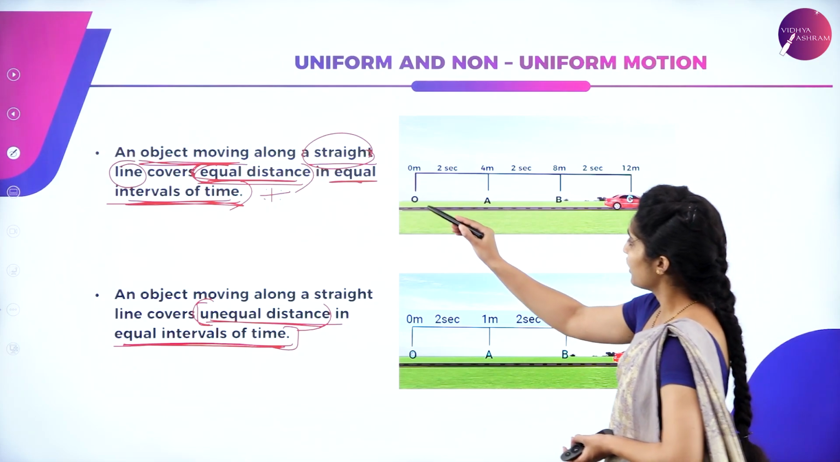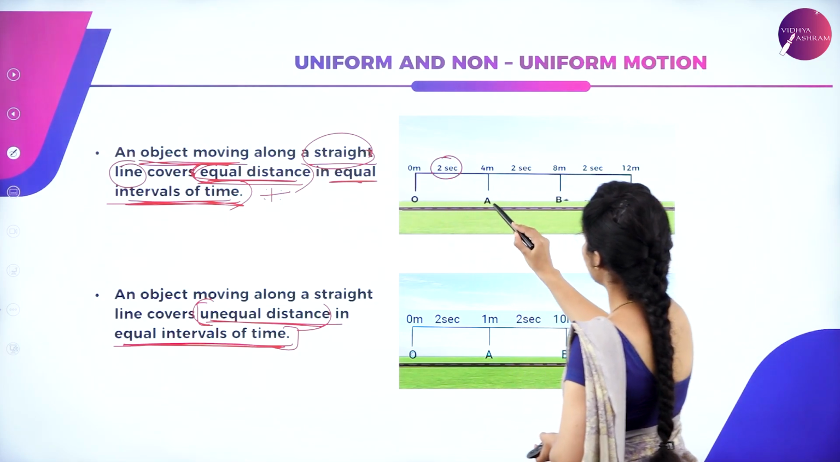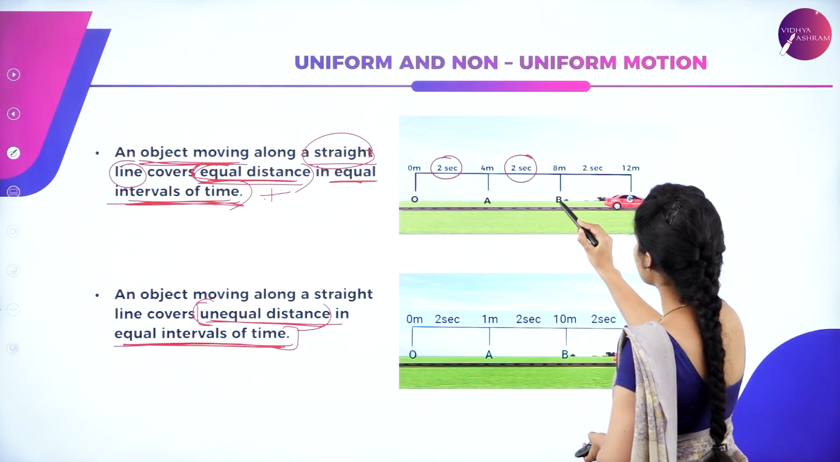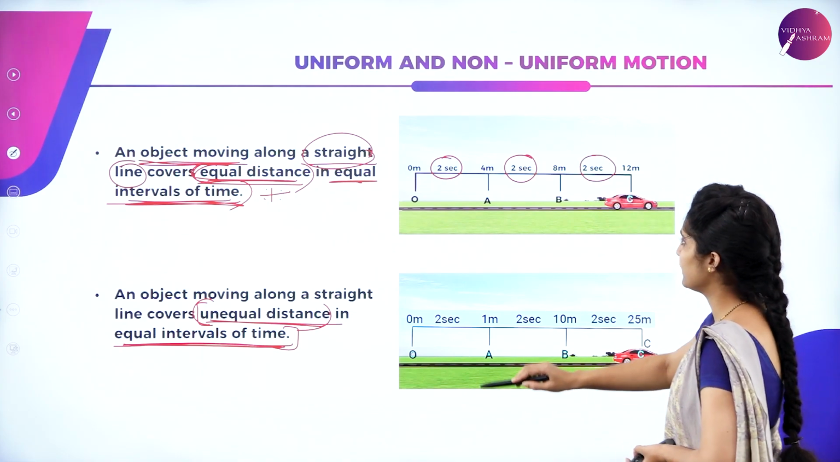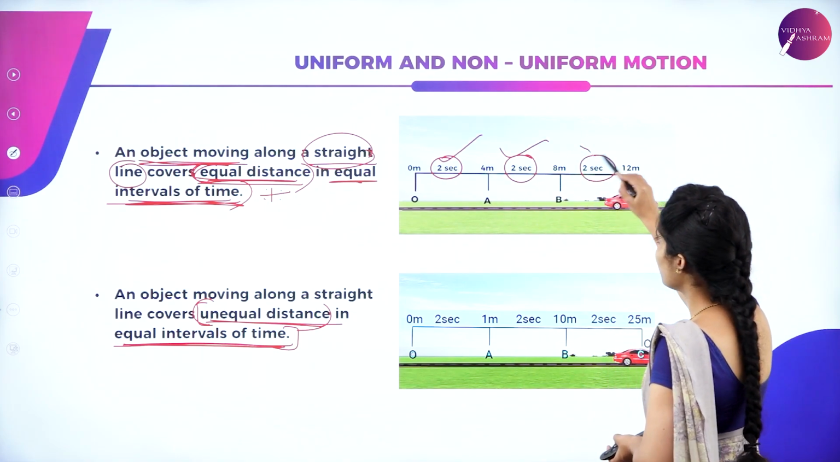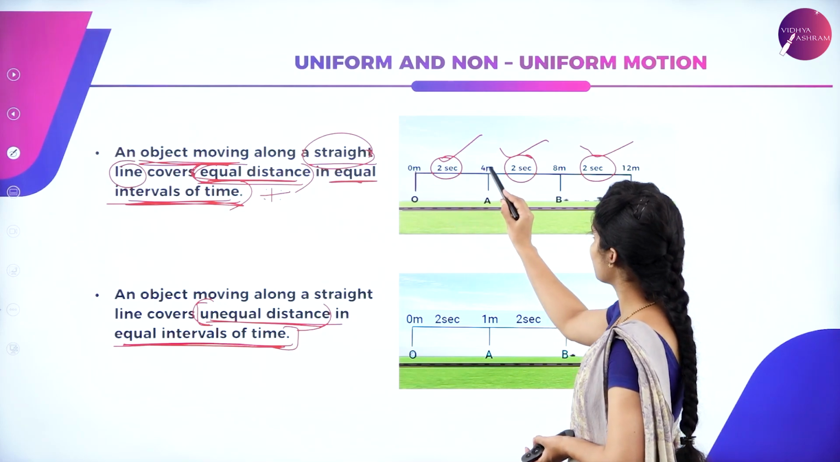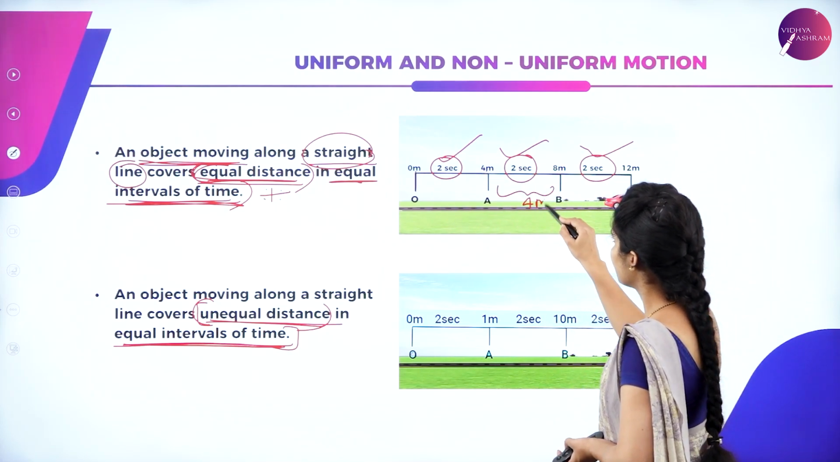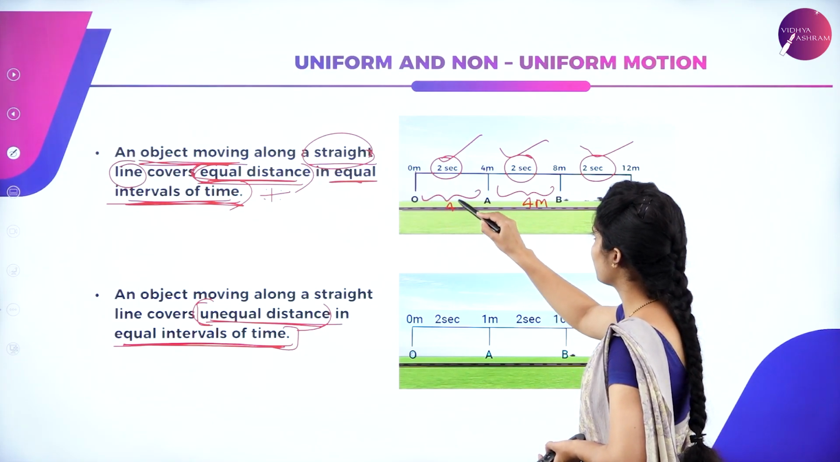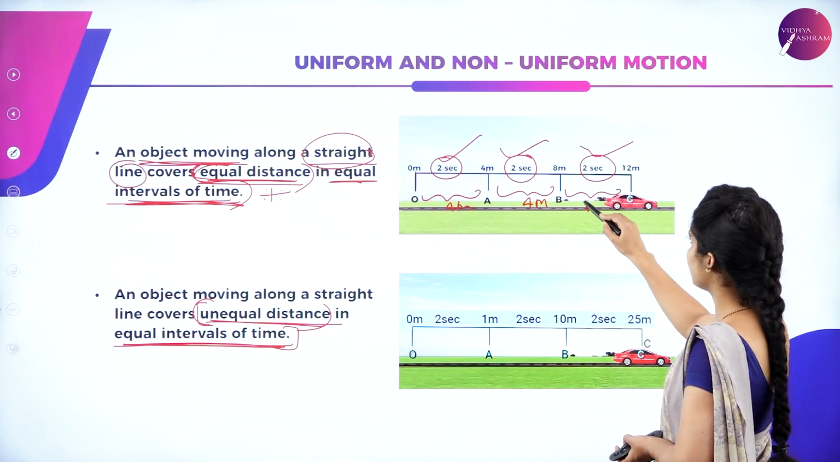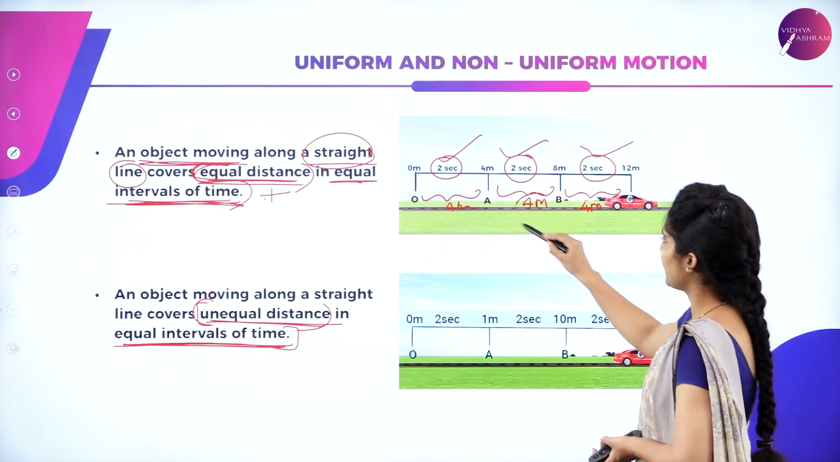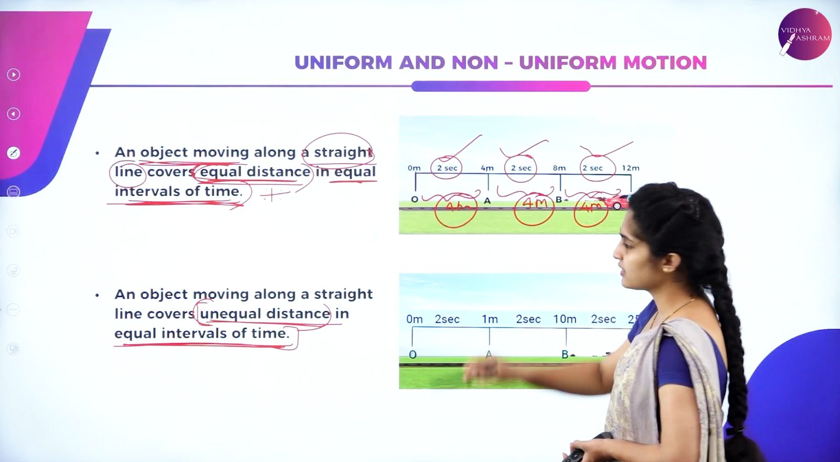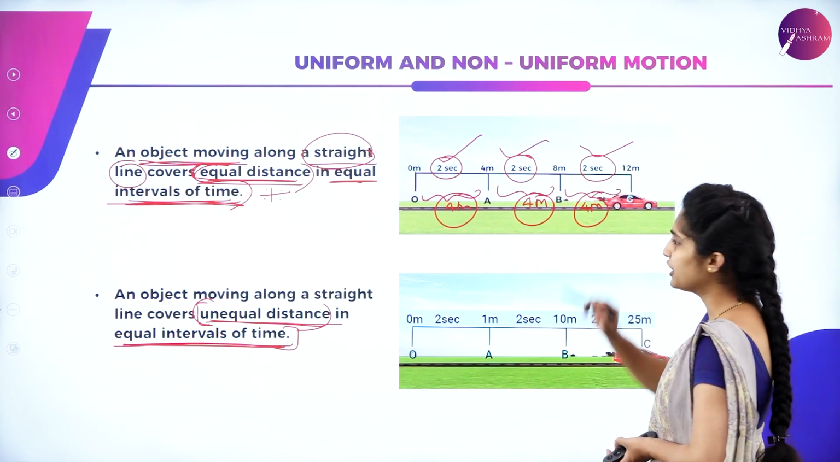You can see here, O to A, 2 seconds. A to B, again 2 seconds. B to C, again 2 seconds. So the time is 2 seconds each, and the difference here is 4 meters. Here also the difference is 4 meters, and here also 4 meters. The same distance has been traveled in the same intervals of time.